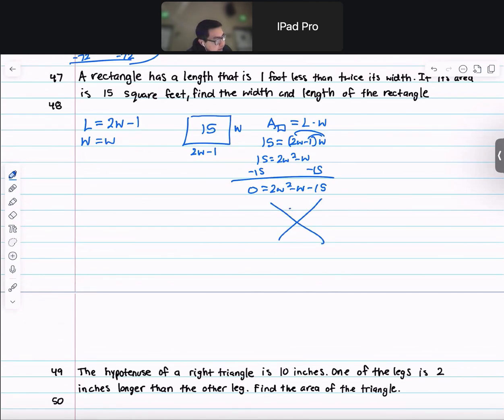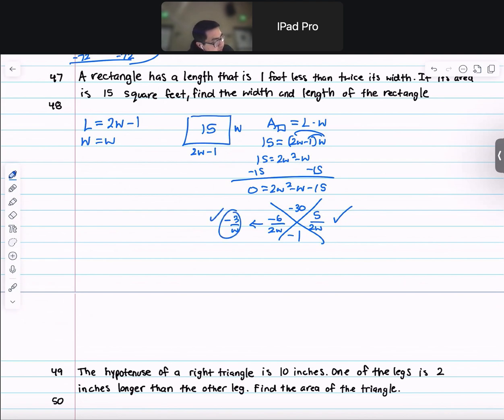A times c is negative 30, right? 2 times negative 15, you guys, is the top, negative 1 is on the bottom. The two numbers that multiply to negative 30, but when added give you guys negative 1. That is negative 6 and 5. But remember, divide both of these by the a value and attach the w, right? This is fine. This could simplify to negative 3 over w.